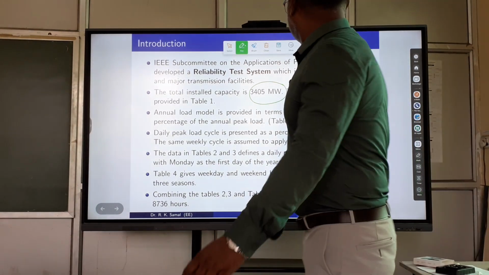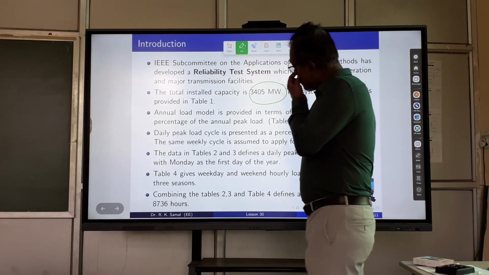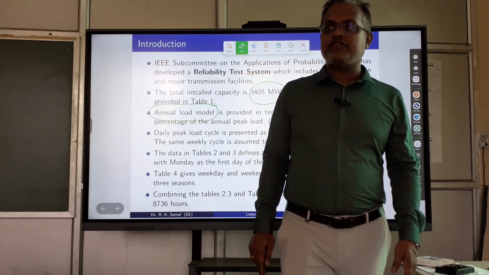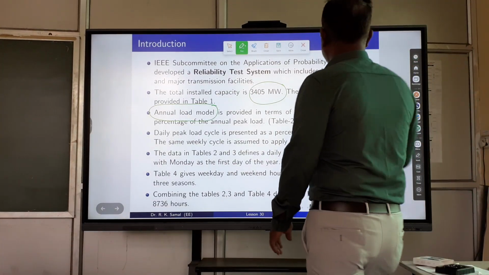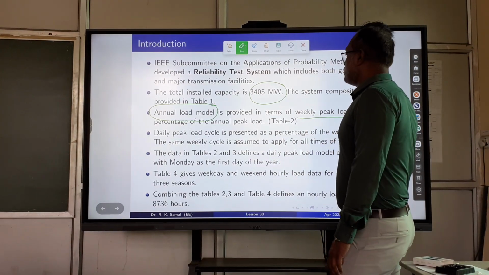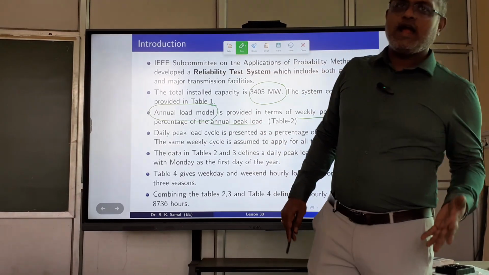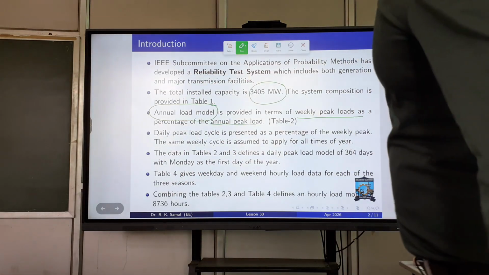Then the system composition is provided in the next slide. The annual load is provided on a percentage basis, and accordingly you can calculate. It is given in terms of weekly peak loads as a percentage of the annual peak. So you can choose any annual peak and, based on that, decide your weekly peak.